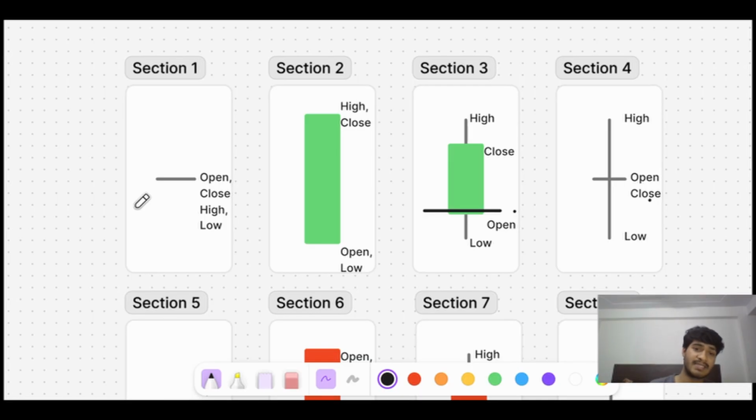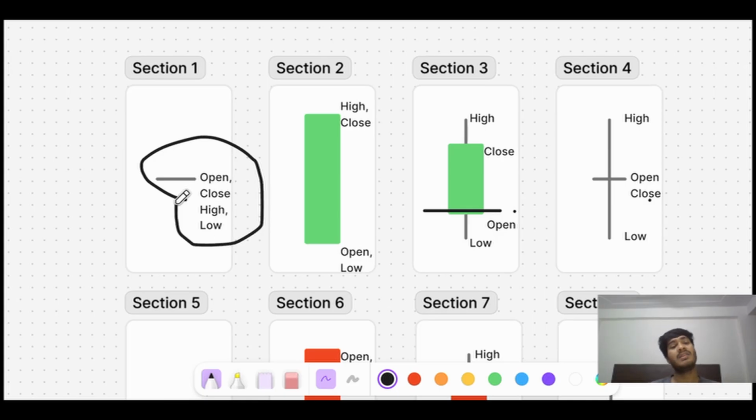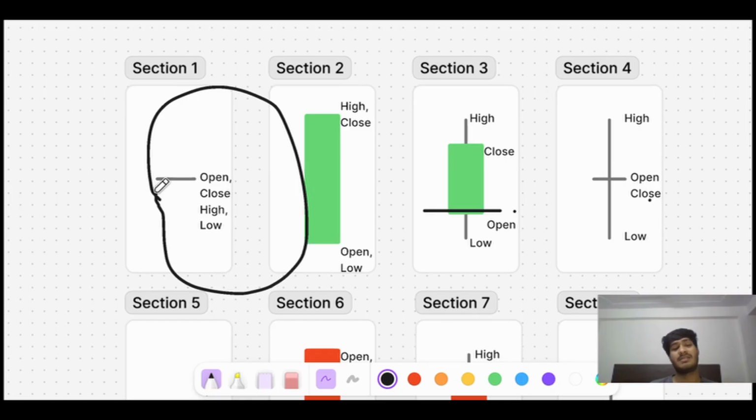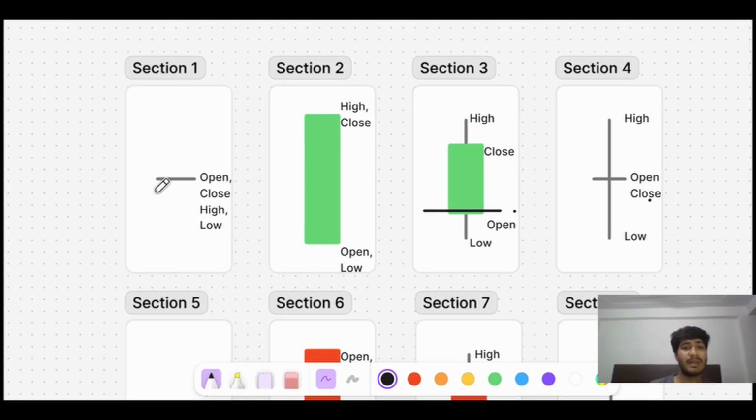Now let's see this point. Here we can't see any body, neither do we see any shadow, like this thing which is called the shadow. So it didn't form the high or the low, but open, close, high, and low are all at the same level. Now what is this candle telling? If I go one step further, it is saying no one is taking interest. It means that at this price, neither buyers are ready to buy, nor sellers are ready to sell. That's why it forms something like that.